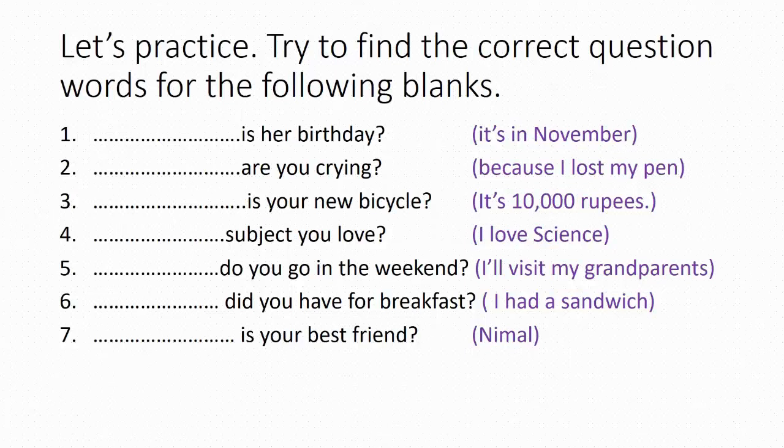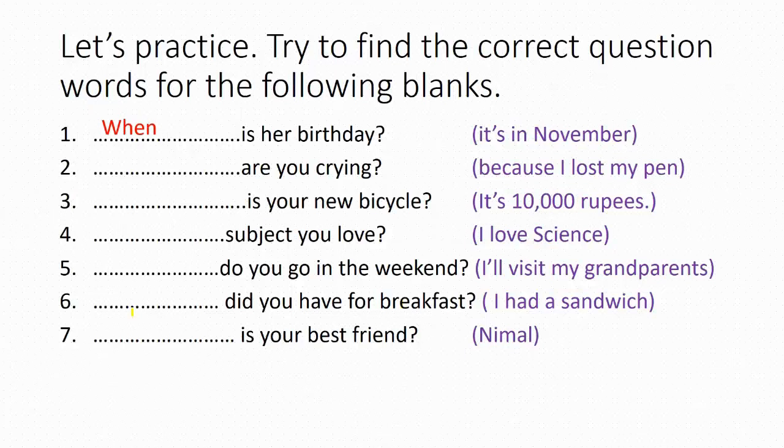First one, blank is her birthday? The answer is, it's in November. Yes, the answer is a time. So what is the question word? Yes, your answer is correct. The answer is when.